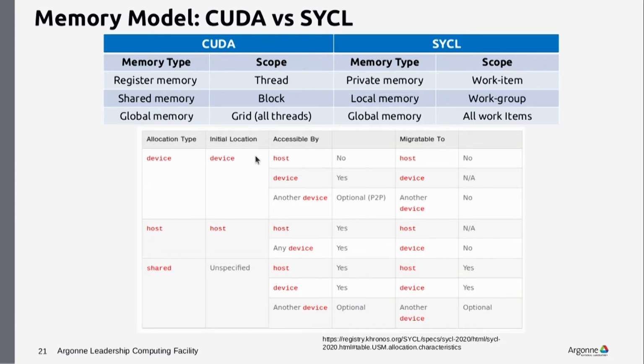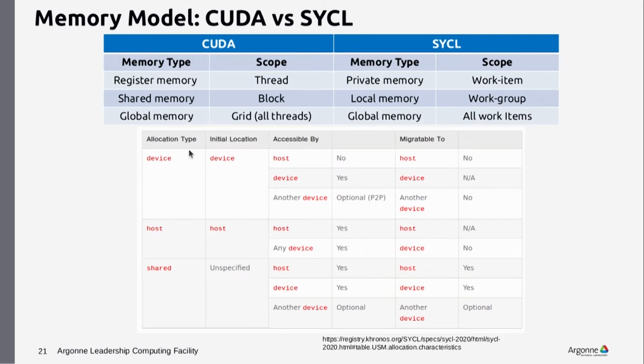If you are allocating device memory, it's just visible to the device. It's not visible to the host. Same like if you allocate memory using CUDA malloc. The host allocation is nothing but pinned memory in CUDA. You have the same equivalent in SYCL. Shared memory, it's exactly the same.